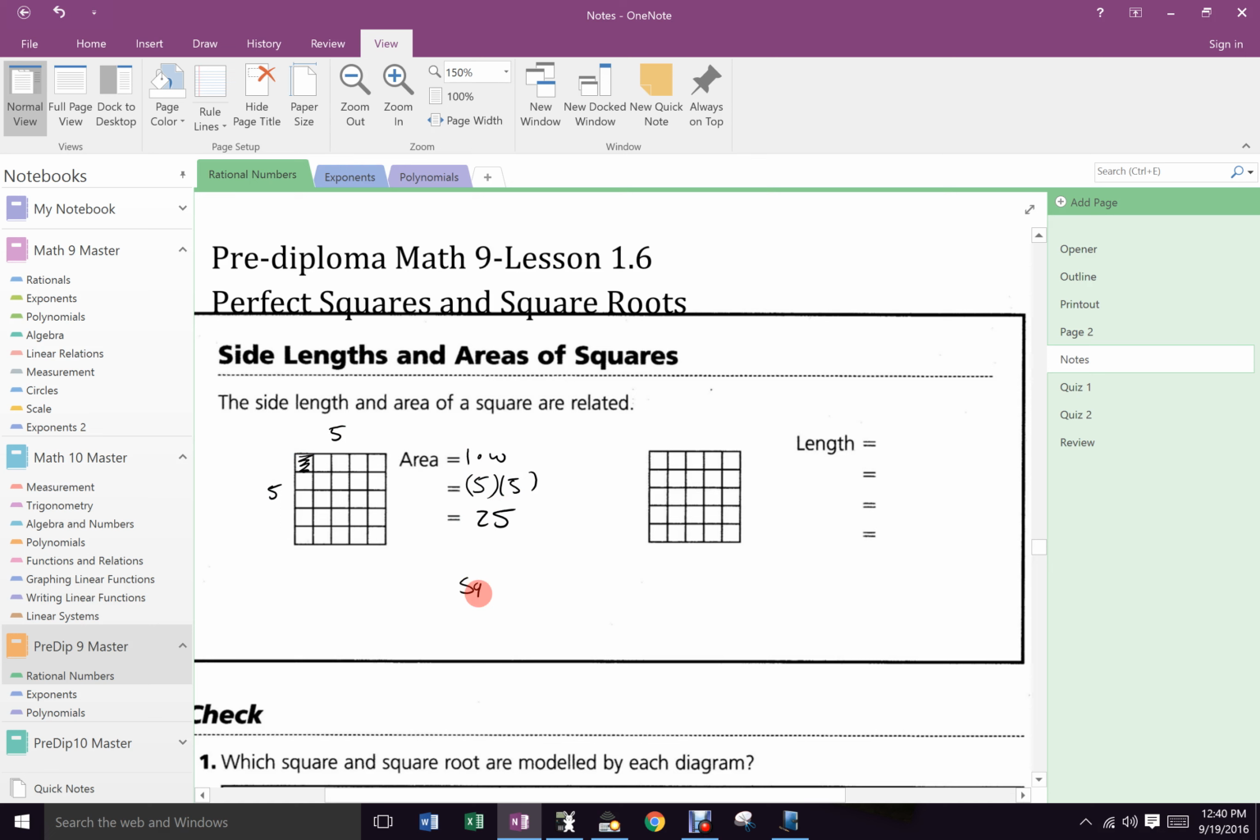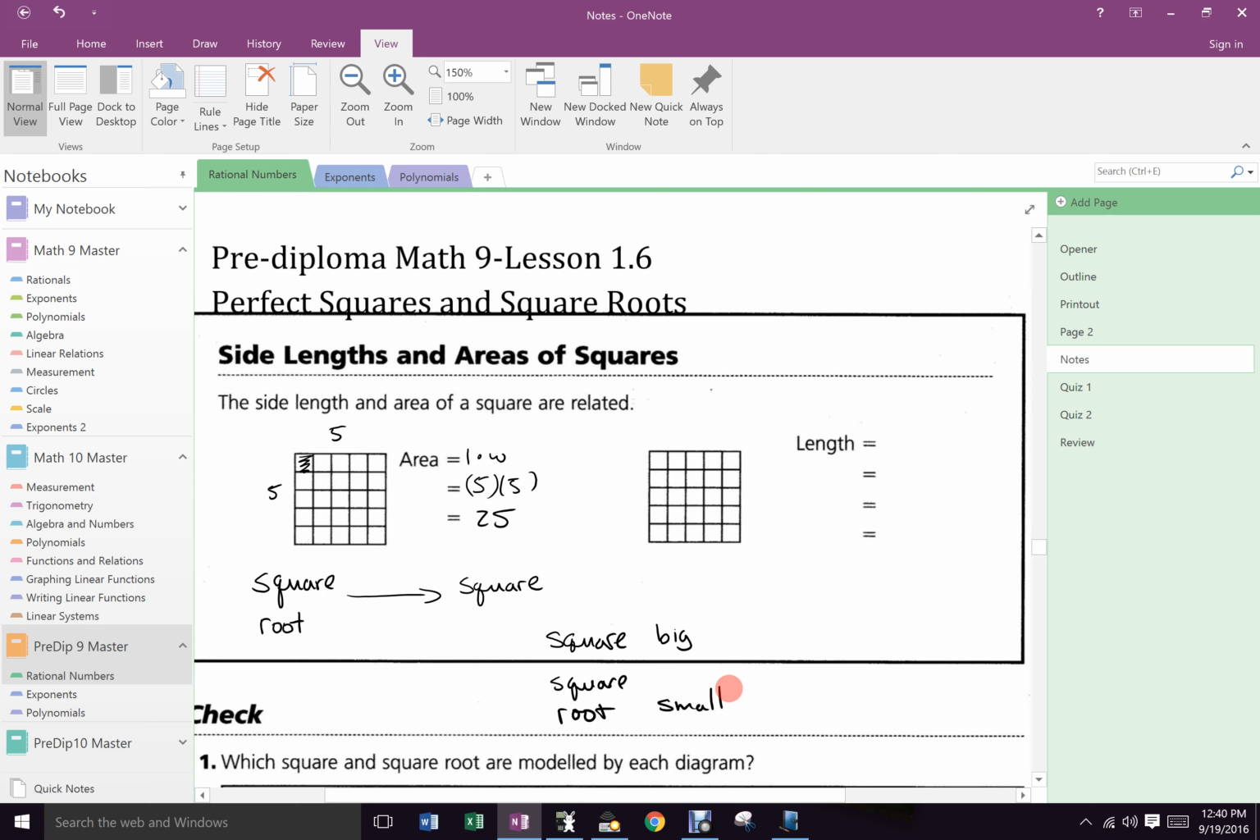25 is what we call the square. 5 is what we call the square root. SQ is the square root. Because when we take the 5 and we make a square concretely, not using numbers, when we actually build a square with 5 rows of 5, we get the value for the square. So what you have to remember is the square is the big number, and the square root is the smaller one.